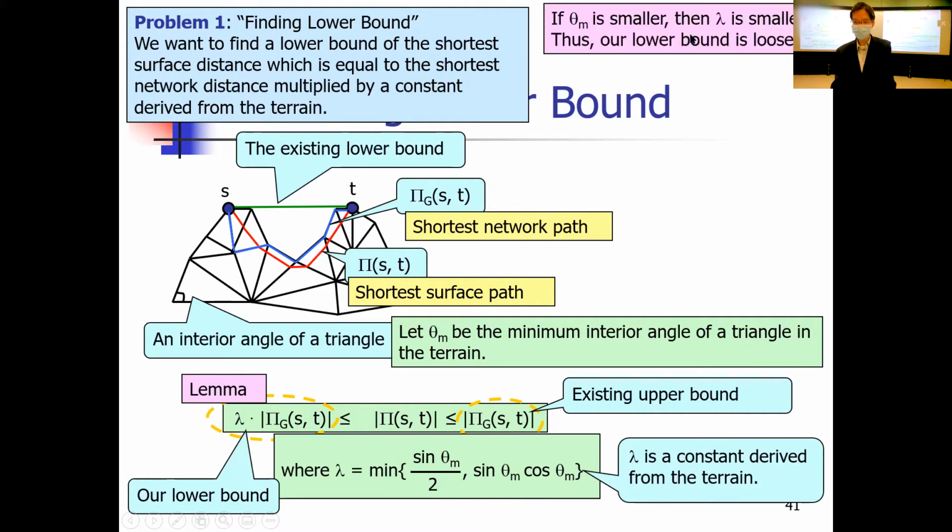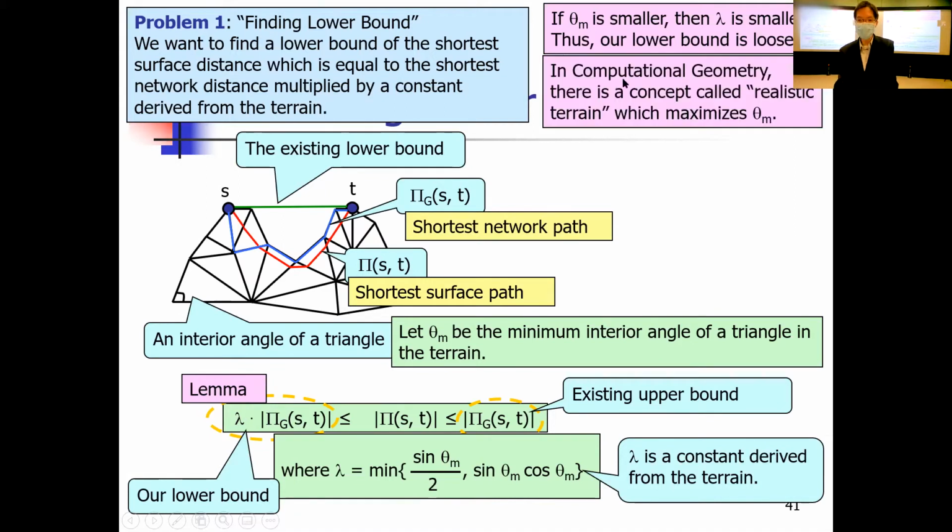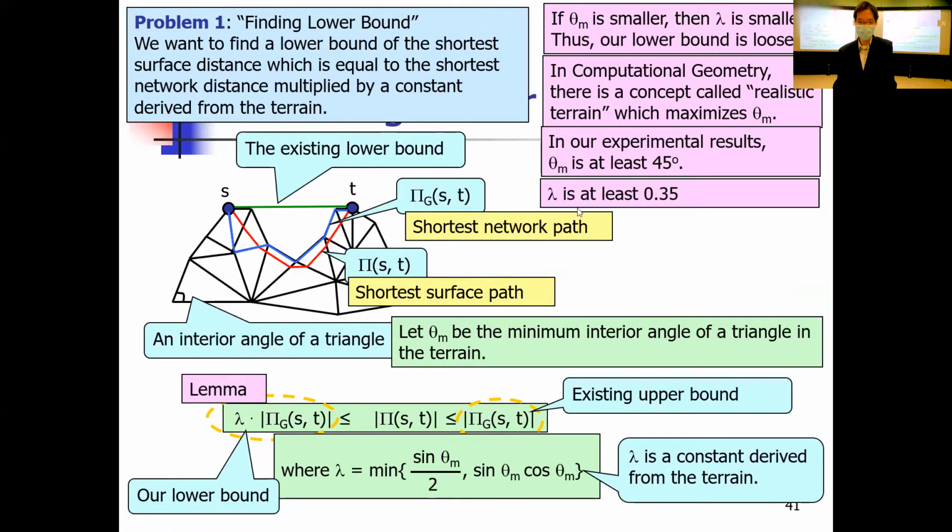If theta m is smaller, according to some equation, we can compute that lambda is very small. Suppose it is 0, then the lower bound becomes useless. However, in computational geometry, there is a concept called realistic terrain, which can maximize theta m easily. In our experimental result, when we use this concept, theta m can be at least 45 degrees. Based on this, lambda can be at least 0.35.